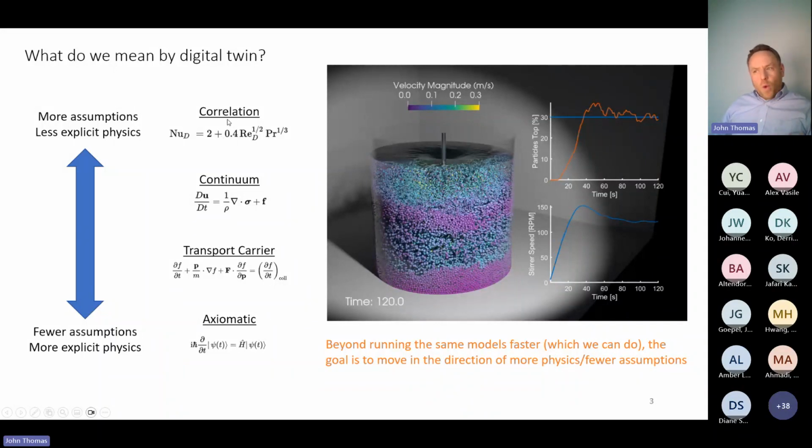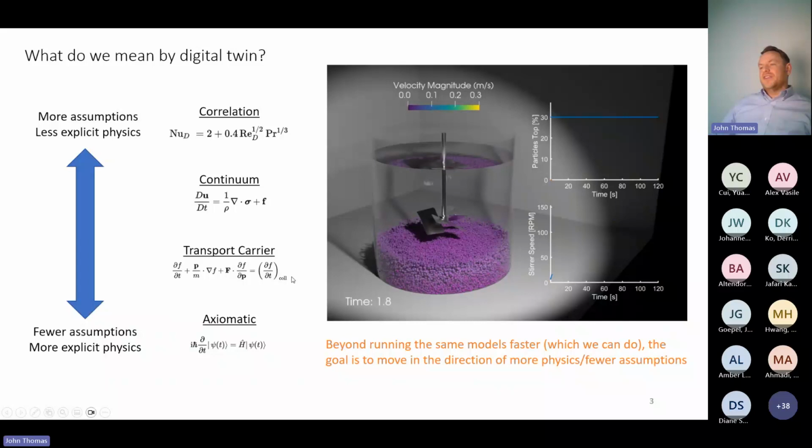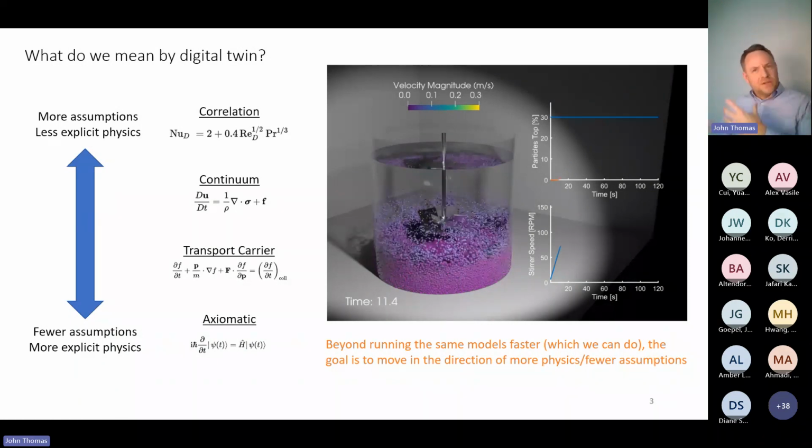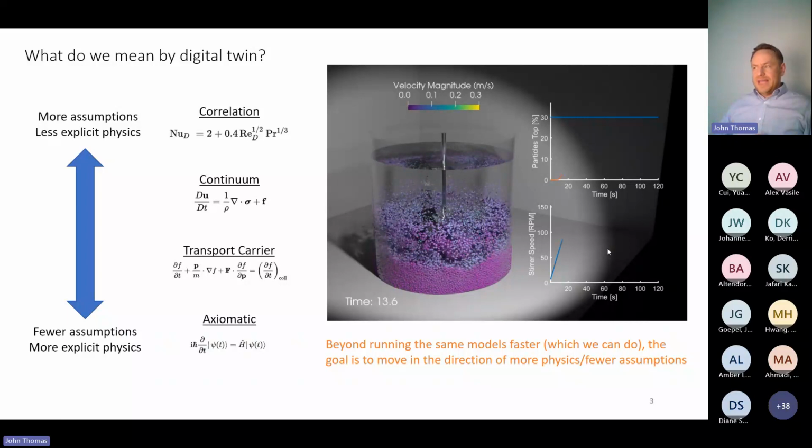And so we want to be down here in this kind of daisy chain, as it were, where we have fewer assumptions and more physics. And these advances in GPU-based computing allow us to get there. And here's an example of that, this transport carrier / continuum level description. We're describing the fluid as a continuum. We're using LBM, which is inspired by kinetic theory, to model the fluid mechanics.